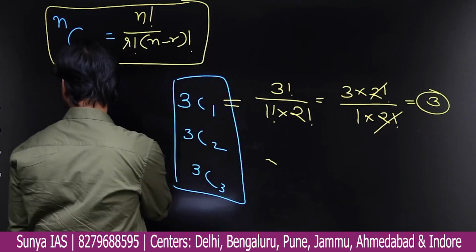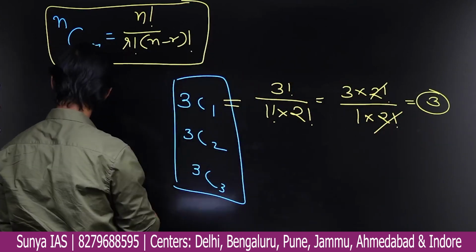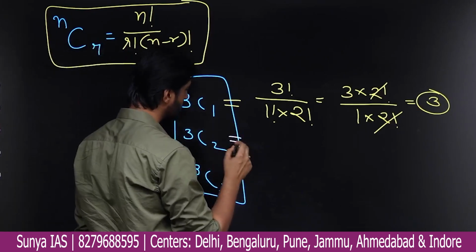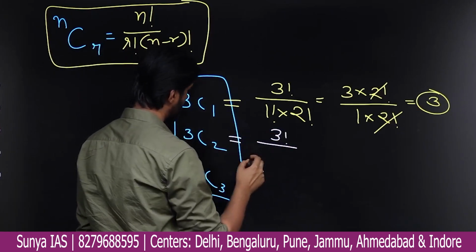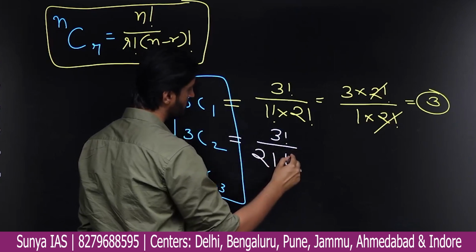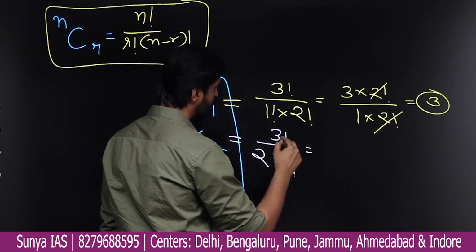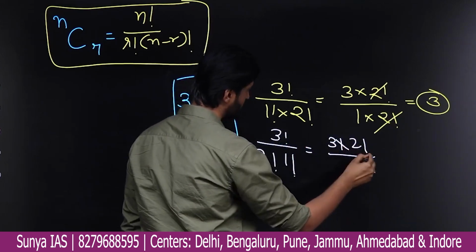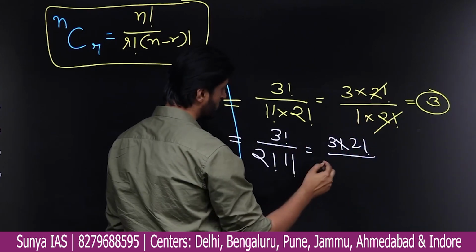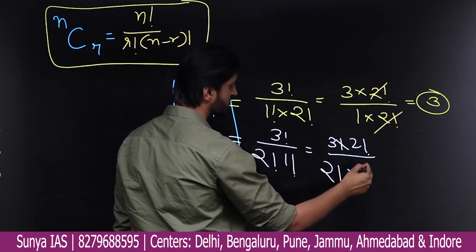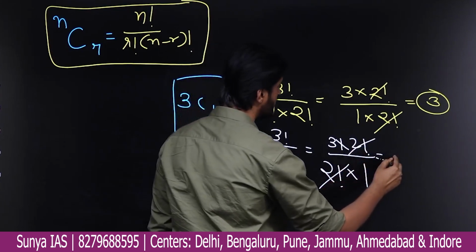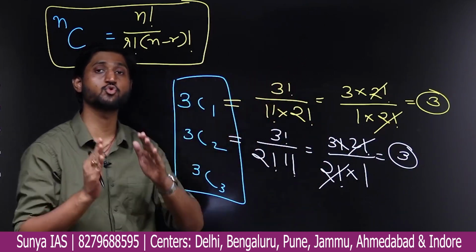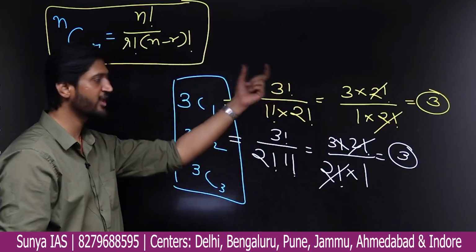Similarly, if we look at the second one, we have 3C2. It can be written as 3 factorial by 2 factorial and (3 minus 2), that is 1 factorial. Here we will have 3 factorial as nothing but 3 into 2 factorial, which we did previously. Here we have 2 factorial, 1 factorial is nothing but 1. Cancel out this part, you will again get 3 choices. So out of 3 alphabets, if you have to choose 2 alphabets, even then you will have 3 choices as we saw earlier.